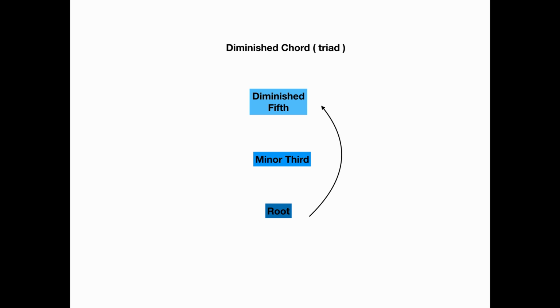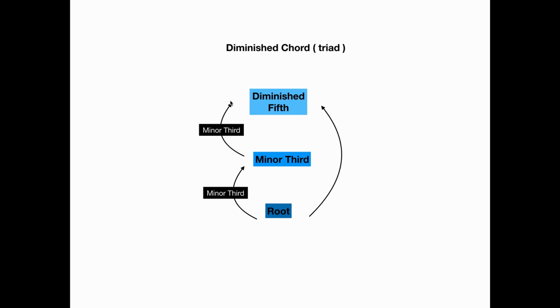Now we're going to look at what makes up a diminished chord or triad. First we have the root, which is the bottom note, followed by a note which is a minor third of an interval above the root, followed by a note that is a diminished fifth above the root. Another way of thinking how to construct a diminished triad is to think of it as a minor third between the root and the second note, and another minor third between the second and third note.